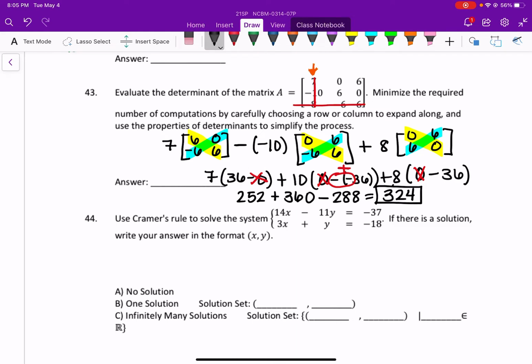So remember, they're a little bit more work because you're having to do the determinant of 3 different problems here. And like I said, I like to do the first column, but honestly, it doesn't really matter which column you use.